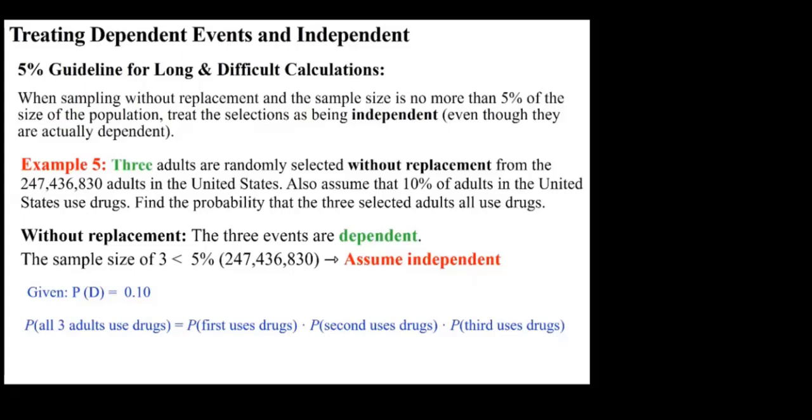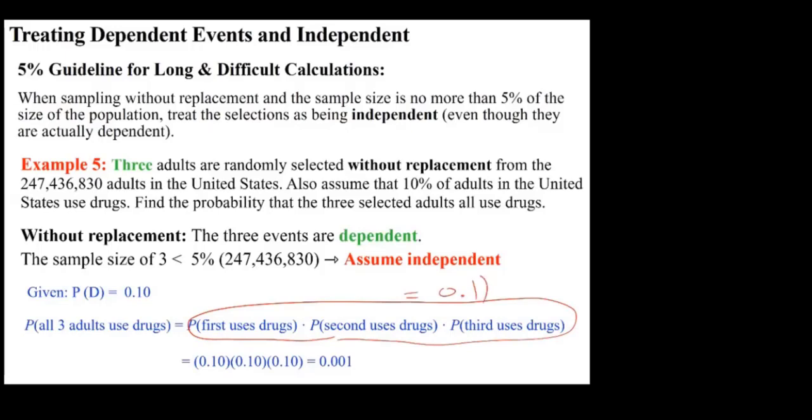So P of all 3 adults use drugs would be the probability of the first one using drugs, which is 10%. The second one does the same thing, which is 10%, and the last one. In other words, we could write this one as 0.1 to the power of 3, since there are 3 people. That's a nice shorthand notation. And so the probability that the 3 selected adults all use drugs will be about 1 out of 1,000. That's the idea of the 5% guideline.